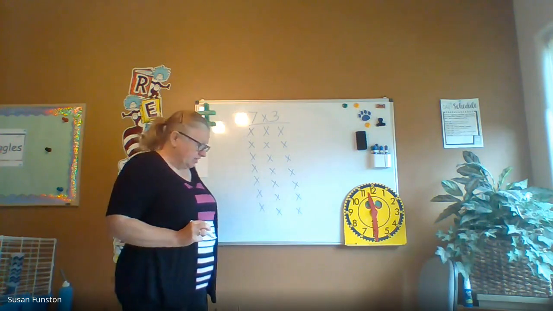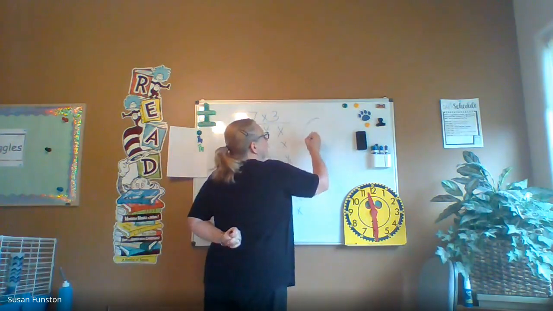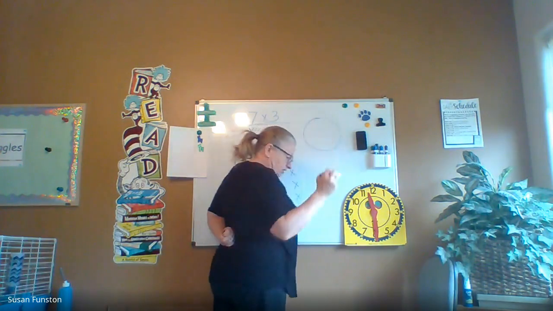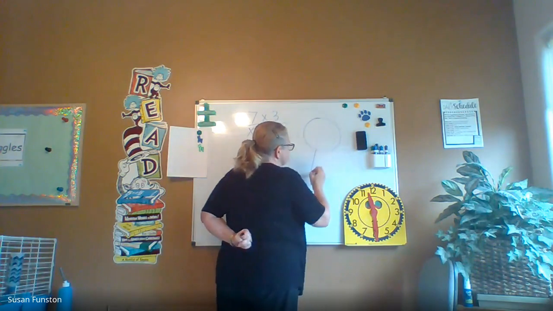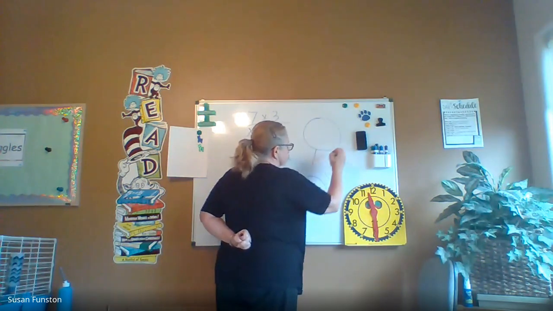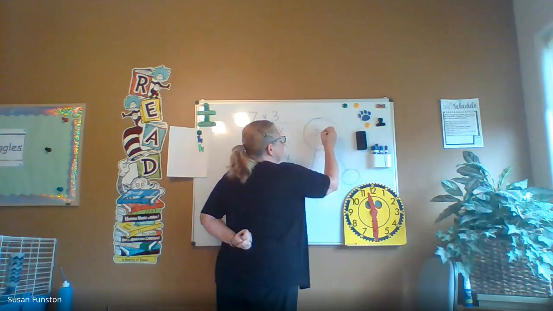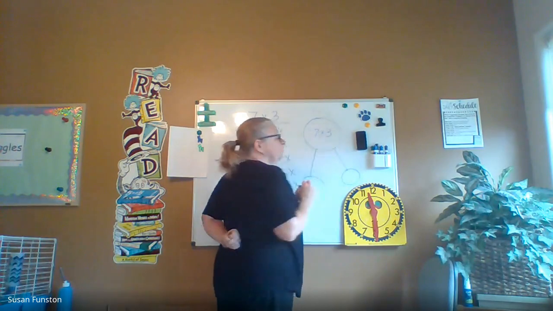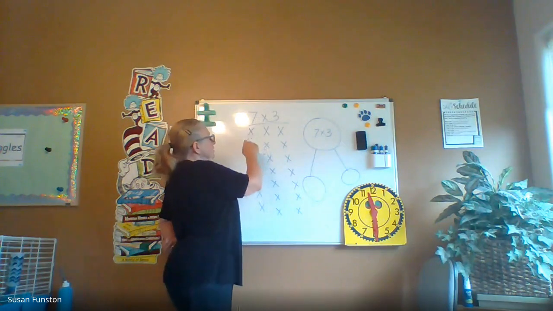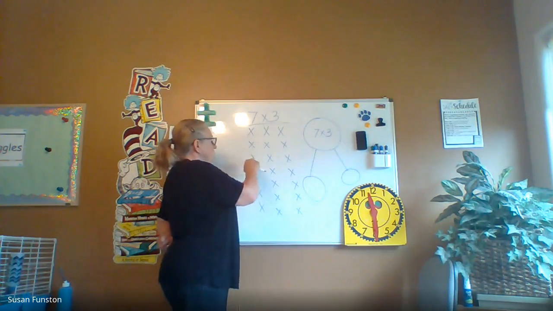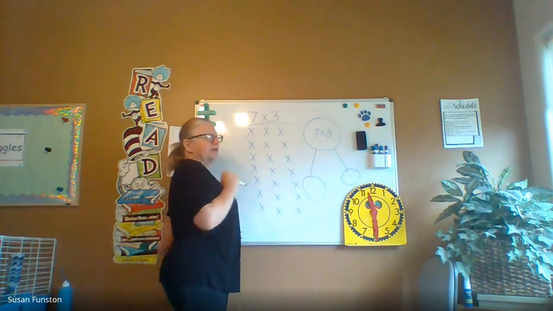Okay, I can make a number bond that shows 7 times 3. I'm going to put 7 times 3 right here. What is 7 times 3? Let's count by threes. 3, 6, 9, 12, 15, 18, 21.